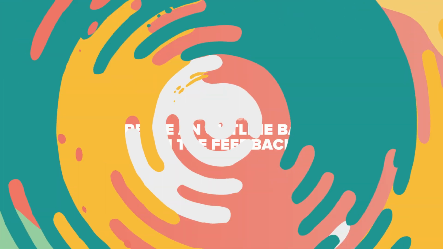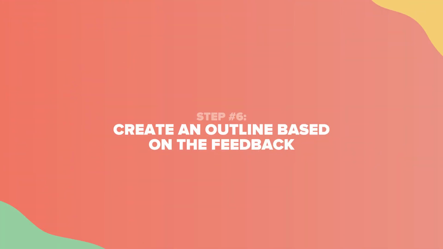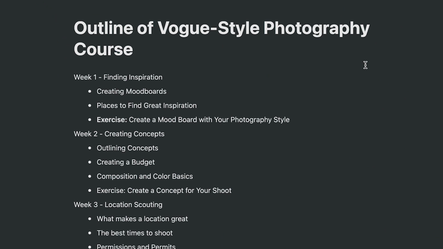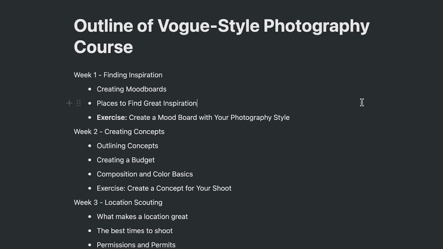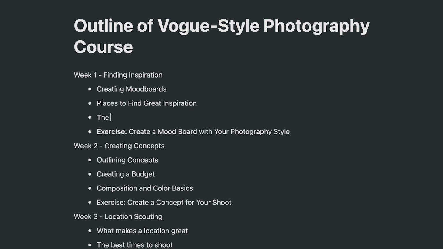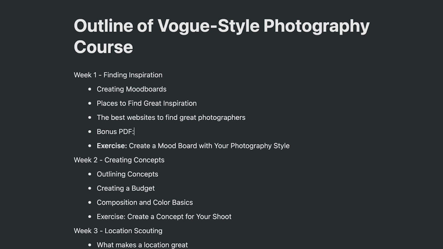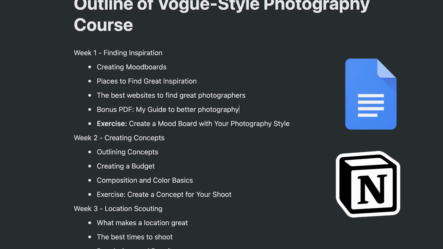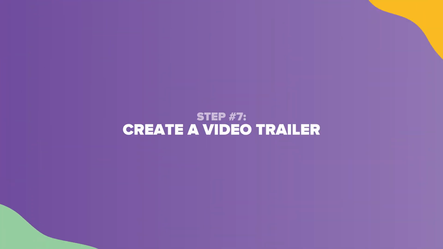Step number 6, create an outline based on the feedback. With your survey data collected, it's now time to create an outline of what your course will look like. Make sure you create a course that is released over the course of a few weeks. Perhaps it could be 6 weeks long with 2 lessons per week and a bonus PDF. Think about this as a syllabus of what your overall course experience will be like. Keep it easy and just jot down the notes in a Google Doc or in Notion. Just don't overthink it.